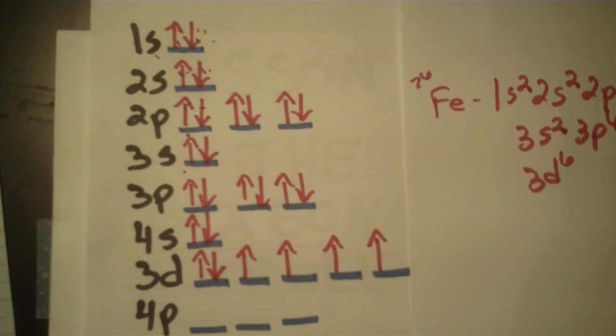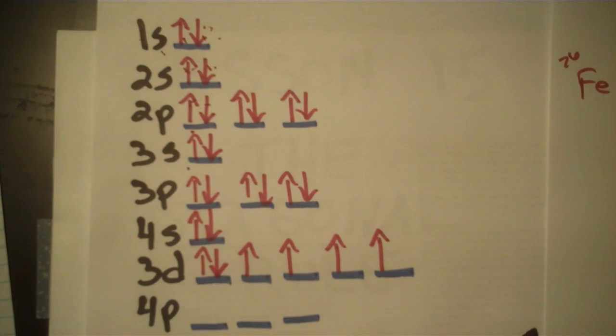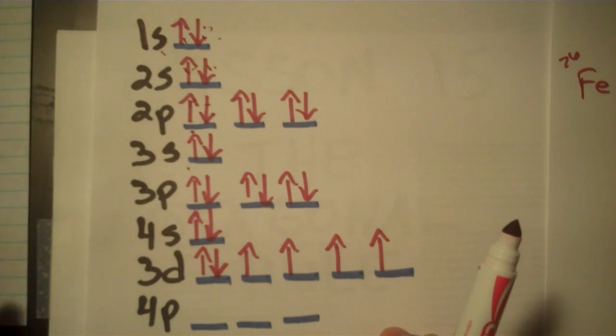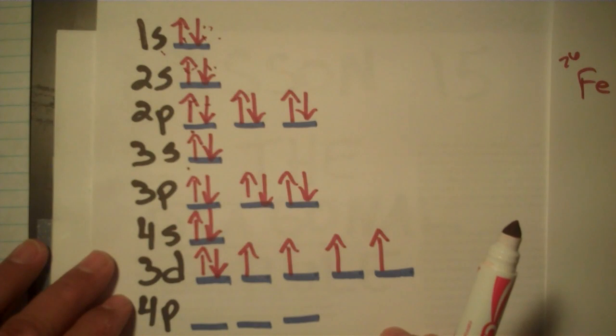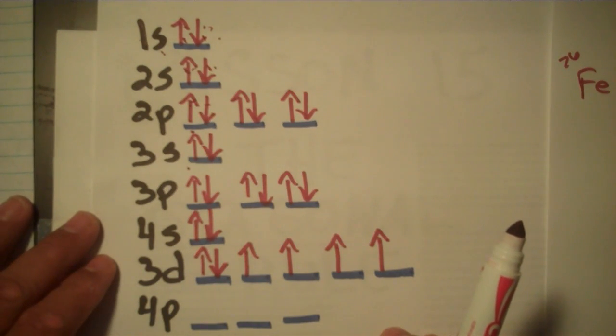Okay, it seems long, but it's really not. What it basically is you're following that roadmap, the diagonal rule, and you're basically just writing down the electrons you fill in the suborbitals.